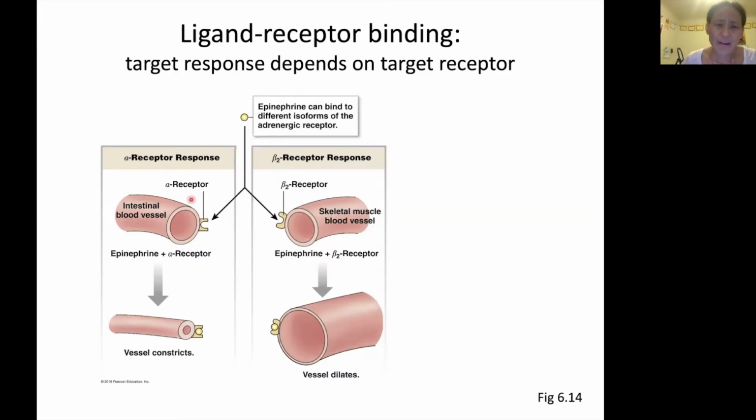So if we look at the effect of epinephrine on these two different targets, you can see that we get different responses. Epinephrine here, on the left, is going to bind the alpha receptor in the intestine, and that's going to cause that blood vessel to constrict. Looking on the right, we have epinephrine binding to the beta 2 receptor in the skeletal muscle, and that is going to cause that skeletal muscle blood vessel to dilate or expand.